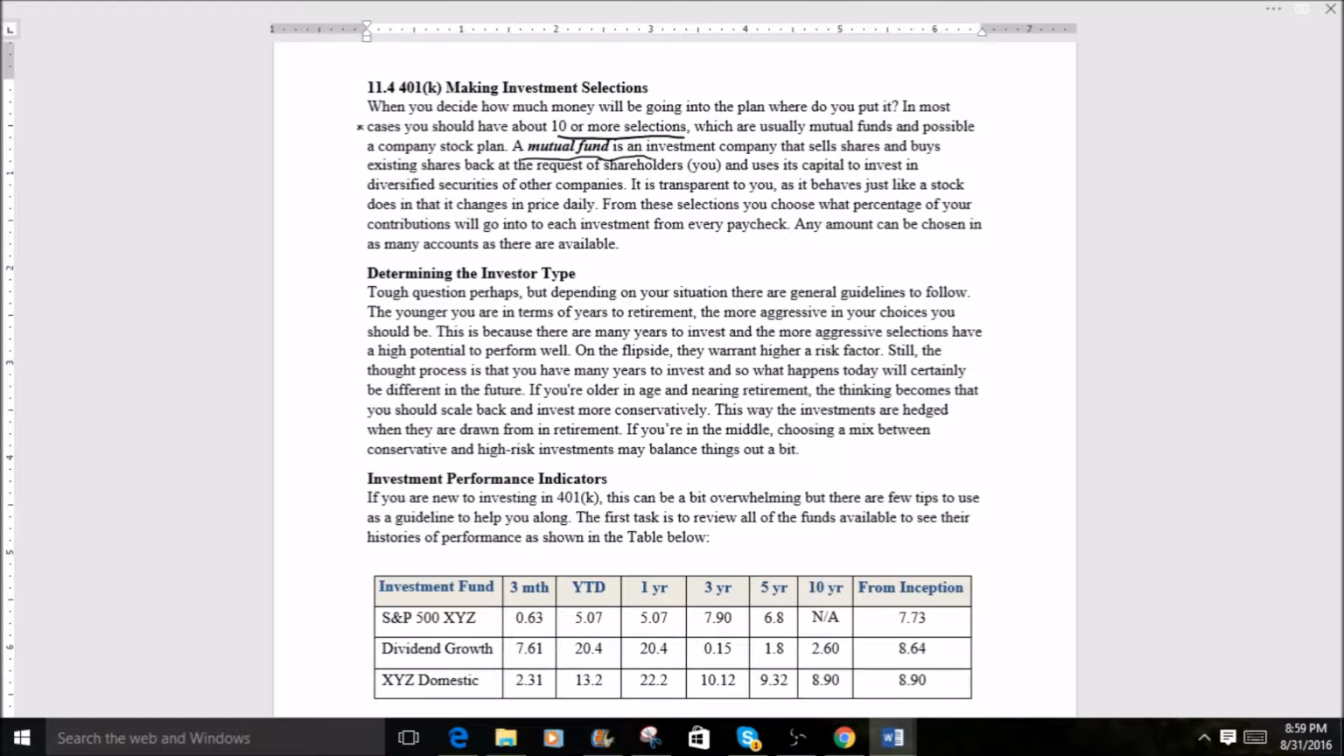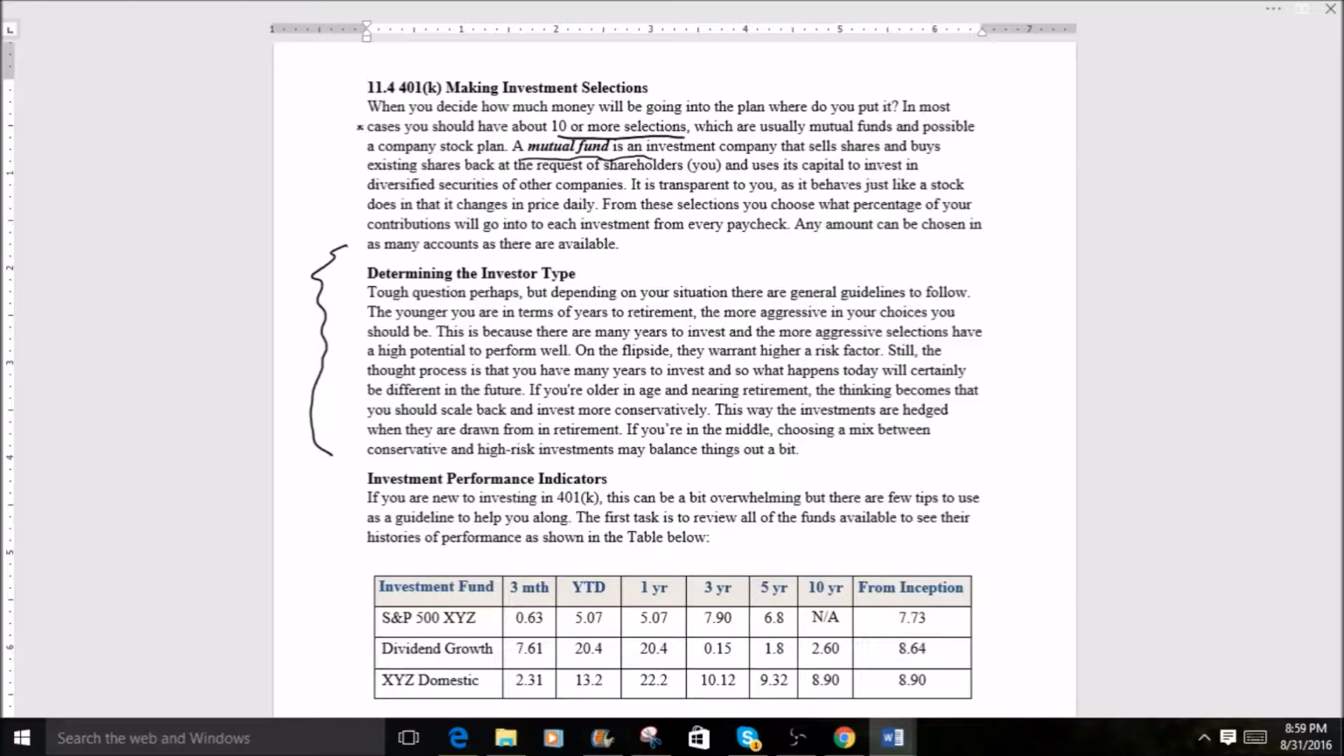Okay, so now let's go down here and let's talk about the investor type. We've talked about the types of funds briefly, meaning there could again be an international or domestic or an aggressive fund. So what you need to figure out, especially if you're new to the game, is what kind of investor am I? What type of investing do I like to do?